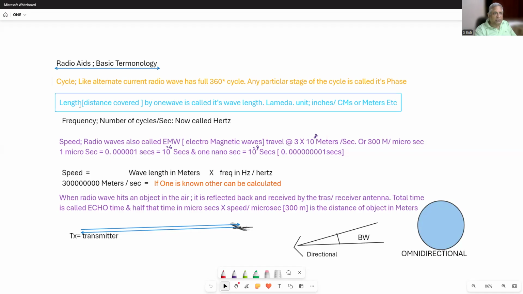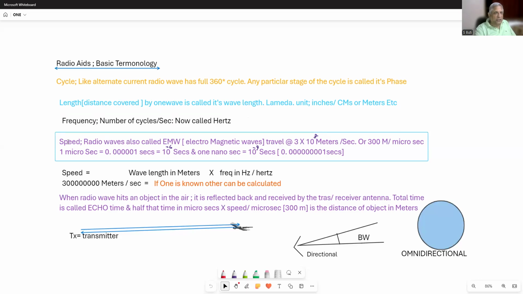The distance covered by one wave in the atmosphere is called its wavelength, represented by lambda. The unit could be inches, centimeters, meters, etc. The number of cycles per second is known as its frequency. And a frequency of one cycle per second is now called 1 hertz.